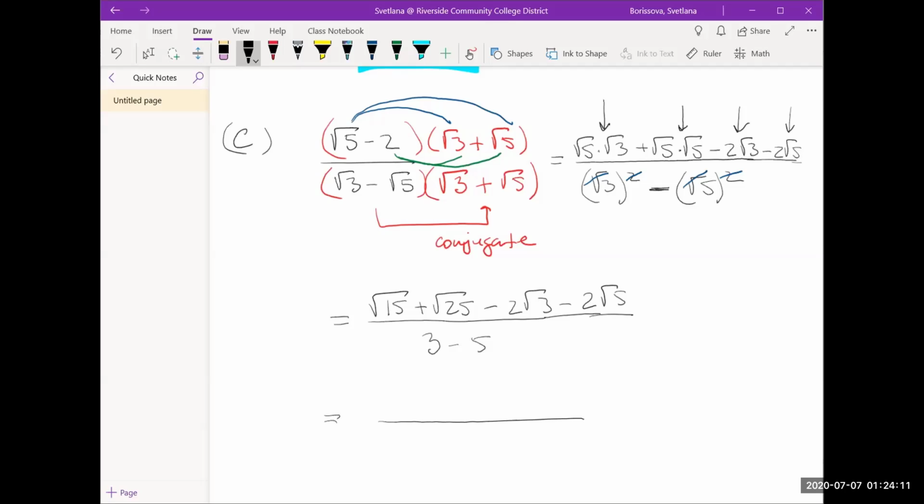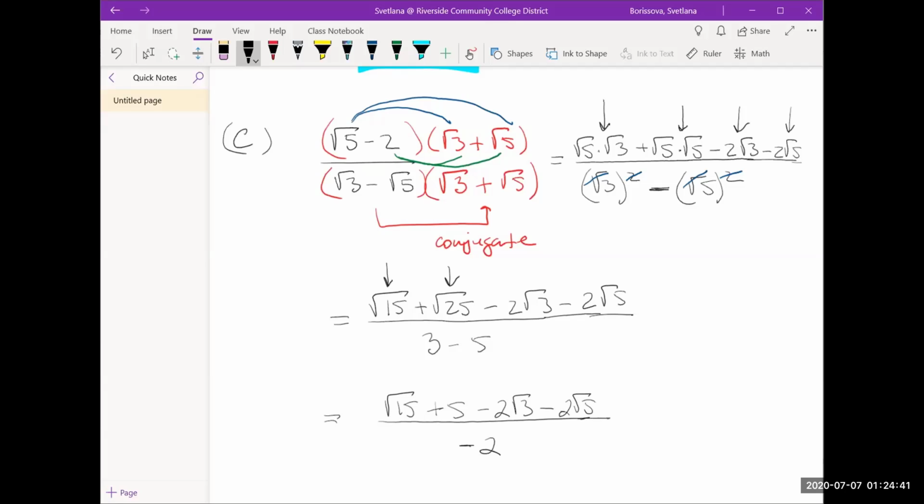Now, going back to the denominator, 3 minus 5 gives me negative 2 on the bottom. In the numerator, the square root of 15 we won't be able to simplify, since it's just 3 times 5, and neither one of those two are perfect squares, so it just stays a square root of 15. Now, square root of 25, hopefully you can recognize it's just 5. And we already said that the last two radicals cannot be combined. I'm just copying them down.